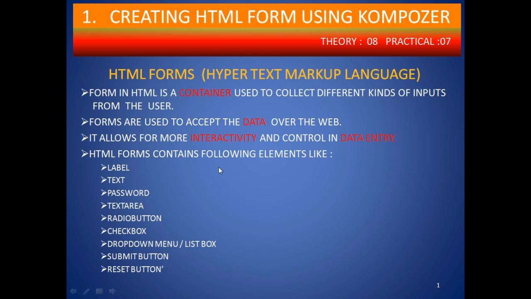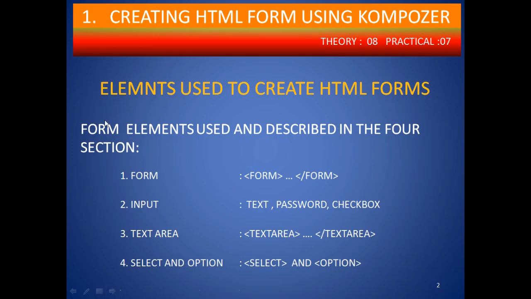An HTML form contains the following elements: label, text, password, text area, radio button, checkbox, drop-down list, drop-down menu, list box, submit button, reset button. So we are going to learn all these elements in detail. The elements used to create HTML forms, the 4 elements we are going to use, are mentioned here. Form elements are used and described in the first section.